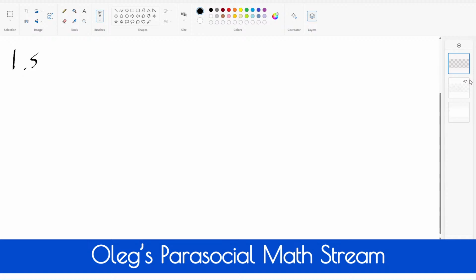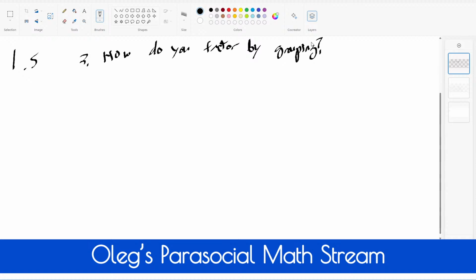How do you factor by grouping? Okay, factoring by grouping. All right, well, let's go back and see.